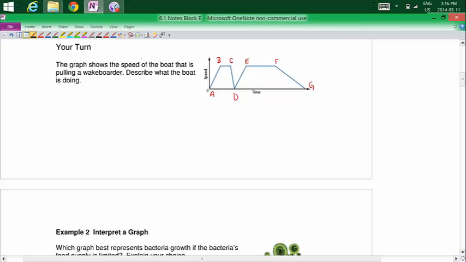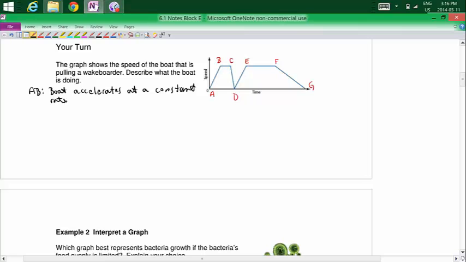Okay, so if you take a look, from A to B we have constant change, right? You can see that the speed of the boat is going up over time and that it's a constant change. So we say then from A to B that the boat accelerates at a constant rate. Okay, so remember when I gave you the notes earlier, that any straight line that goes up or down would be a constant rate.